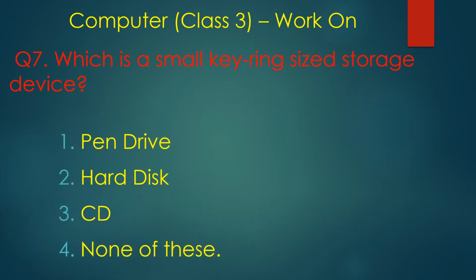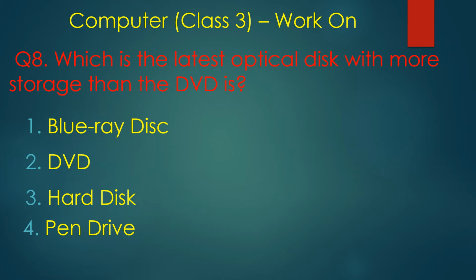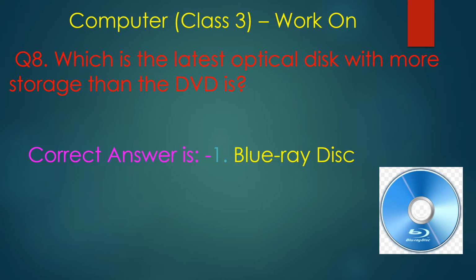Which small key ring size storage device is called? Pen drive, hard disk, CD, none of them. It is called a pen drive. Which is the latest optical disc with more storage than the DVD? Blu-ray disc, DVD, hard disk, pen drive. Blu-ray disc. See the image. This is the Blu-ray disc, an optical disc that stores more than the DVD.